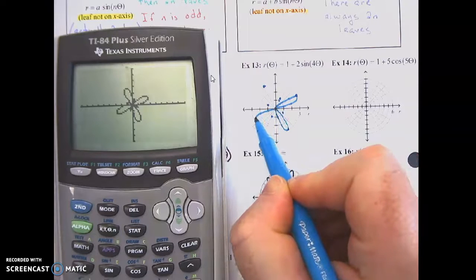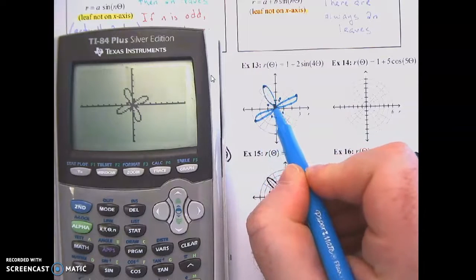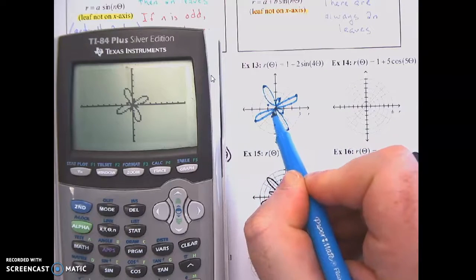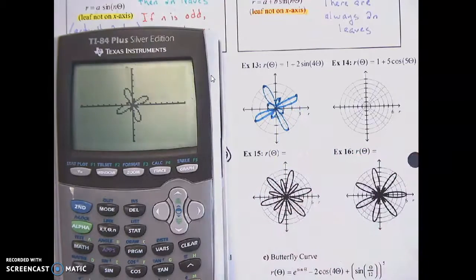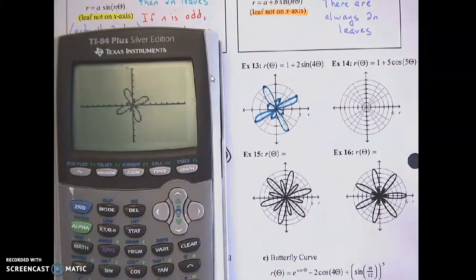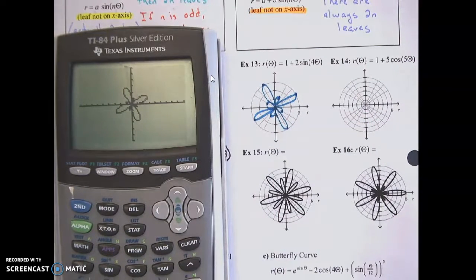Big leaf, big leaf, big leaf, little leaf, little leaf, little leaf. Ugh. Like I said, I'll give you the benefit of the doubt because I can't draw them very well either. All right, pause. Try to do the next one on your own. Let's see how you did.